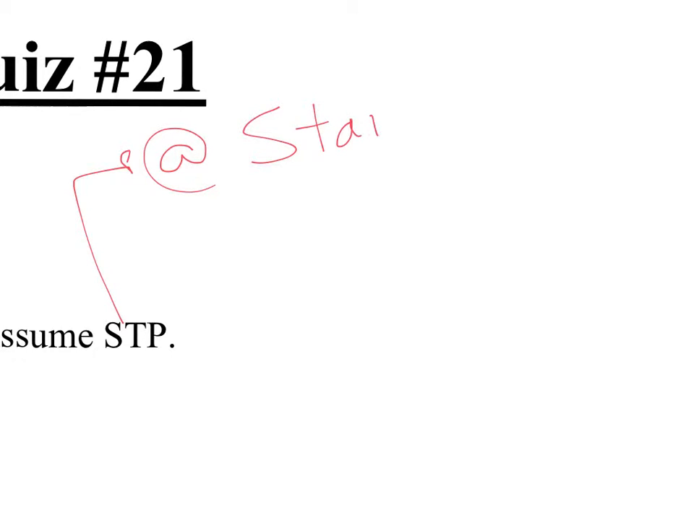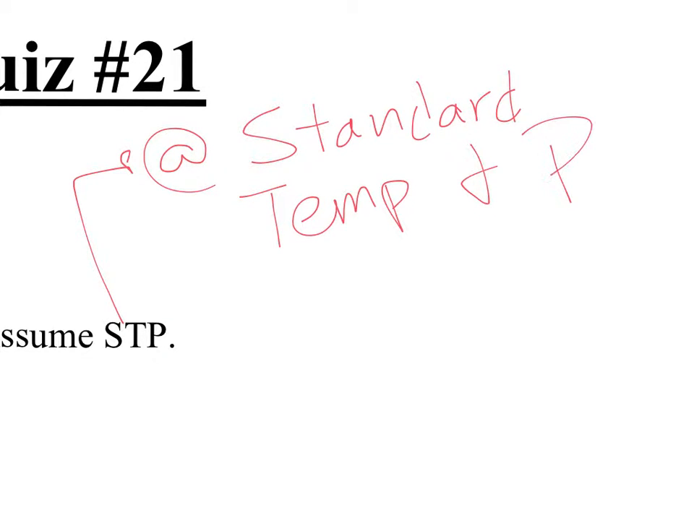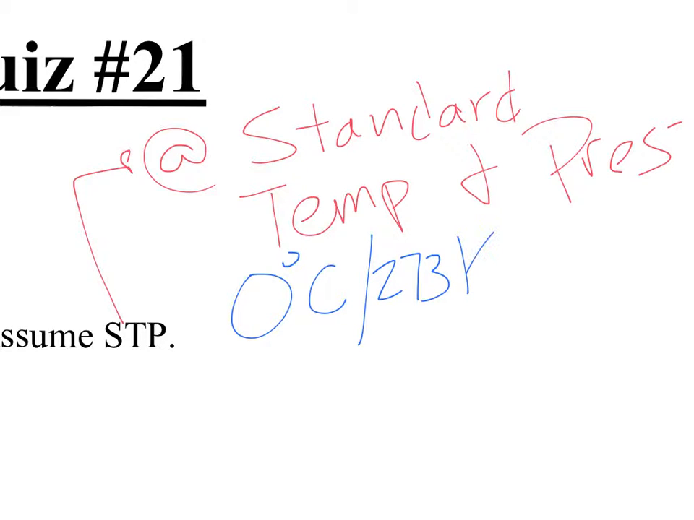At standard temperature and pressure. Well, here's the issue with that. What is it? All right, let's start there. That's a good point. Now let's start with temperature and pressure. So the temperature is 0 degrees Celsius or 273 Kelvin.